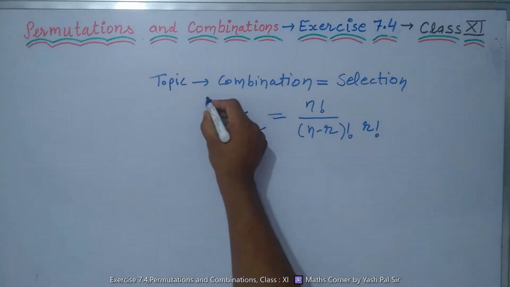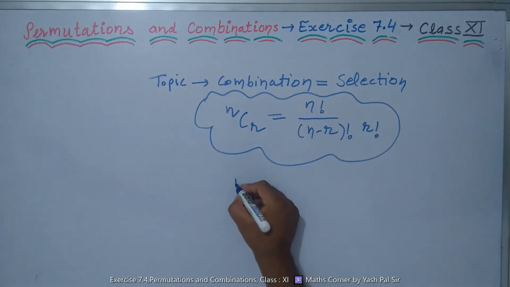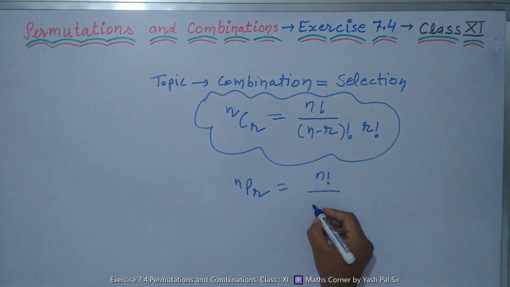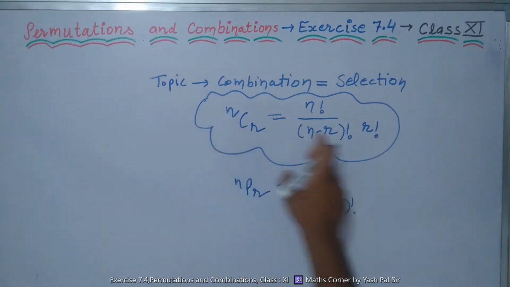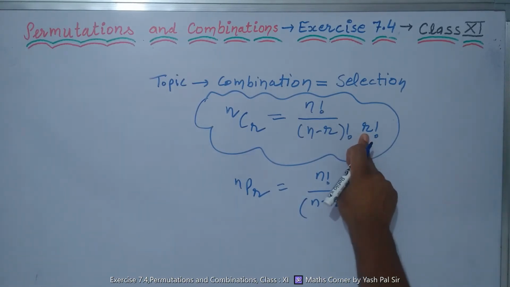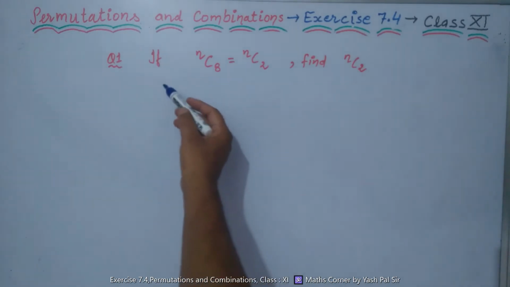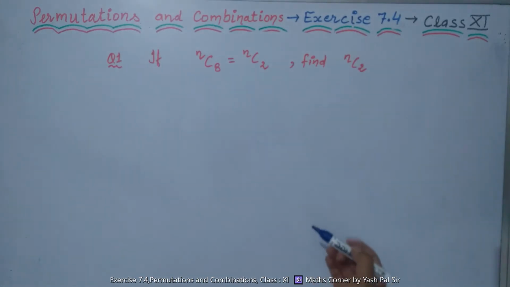So in the earlier class, in case of permutations, we have studied nPr equal to n factorial divided by (n minus r) whole factorial. But in case of combination, in the denominator this r factorial is in addition. Okay, now let us try to solve the questions of the exercise. The very first question of the exercise is, if nC8 is equal to nC2, then find the value of nC2.